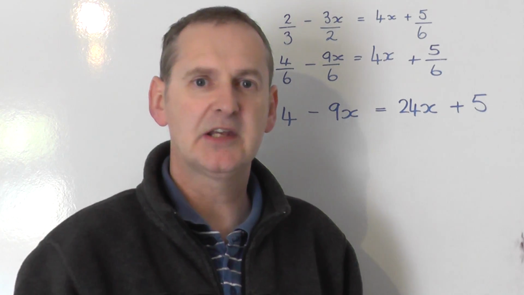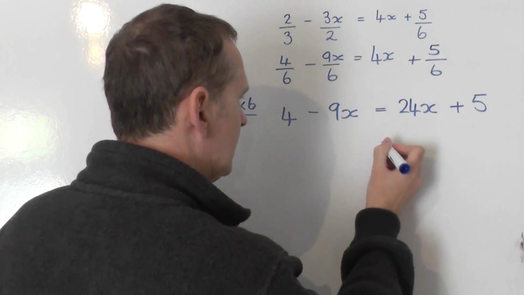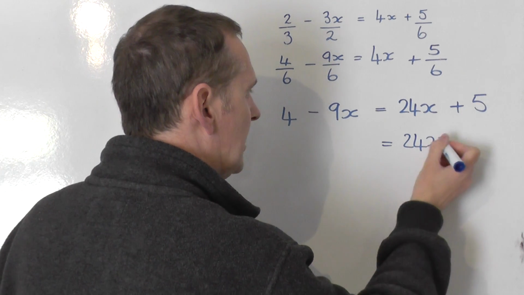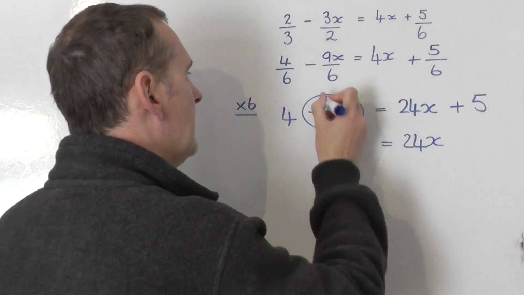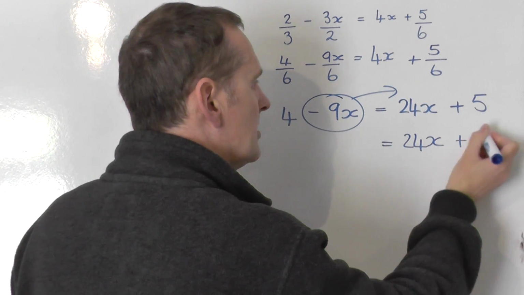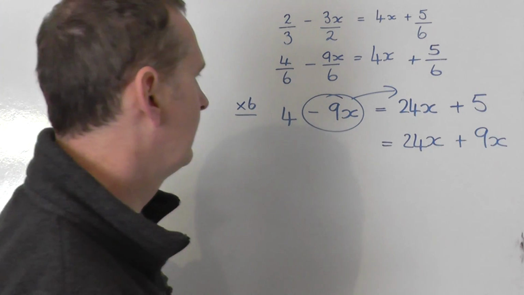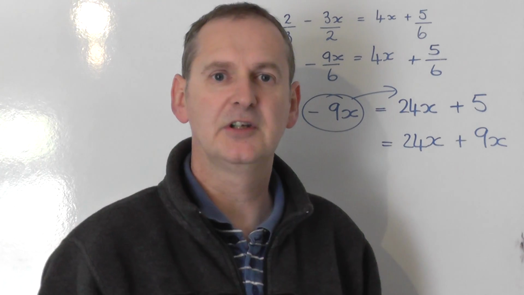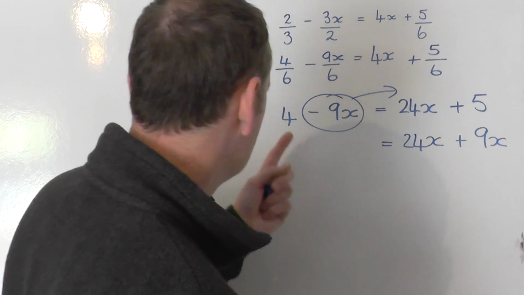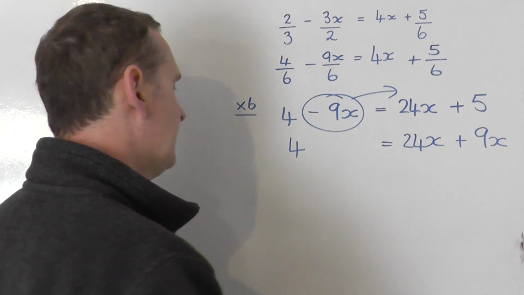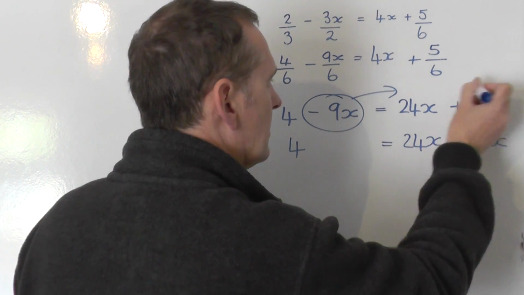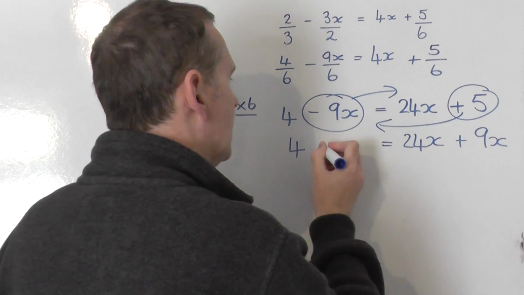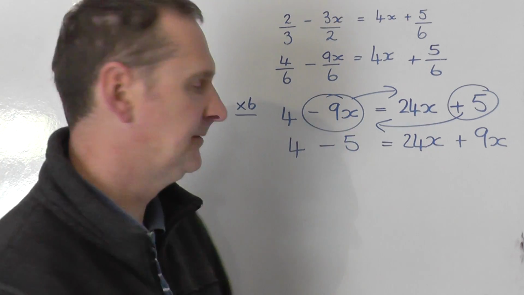Which side's got the most x's? The right-hand side is 24x, so I'm going to take the x's to the right. 24x stays put, minus 9x goes over, becomes a plus 9x. The numbers go to the left, it doesn't matter which one you put first. The 4 is already on the left, stays put, doesn't swap sides, doesn't swap sign, 4. The plus 5 becomes a negative 5 on the left.